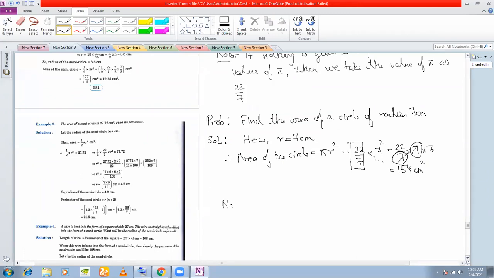Now suppose I had taken the value of pi here, area is equal to pi r square, as 3.14 and radius is 7. So 3.14 into 7 into 7. Now see, if I take the value of pi as 3.14, then I will have more calculations to do. 7 into 7 is not very difficult, but 3.14 into it is very difficult to multiply.